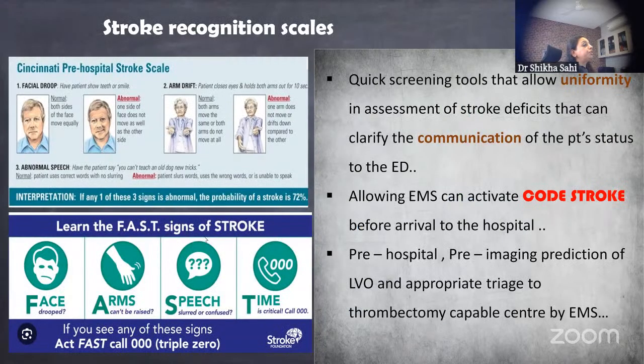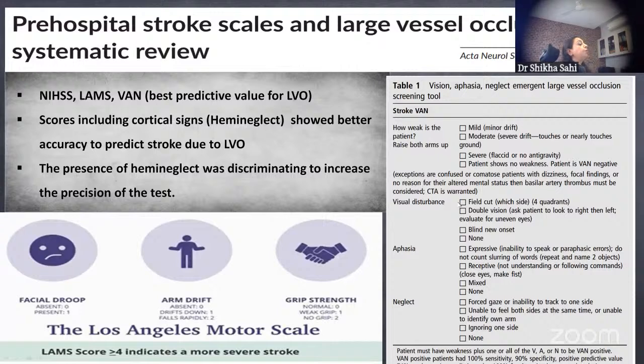So the stroke recognition scales. There are various stroke recognition scales. The main aim is they are quick screening tools which will allow uniformity in assessment of the stroke deficits that can clarify the communication of the patient's status to the ED. They are able to diagnose the stroke, better communicate, and also identify the probability of large vessel occlusion and probably shift the patient to a mechanical thrombectomy capable center.